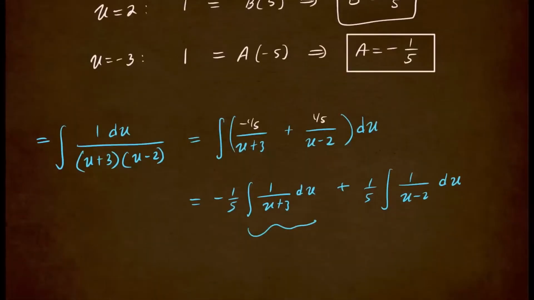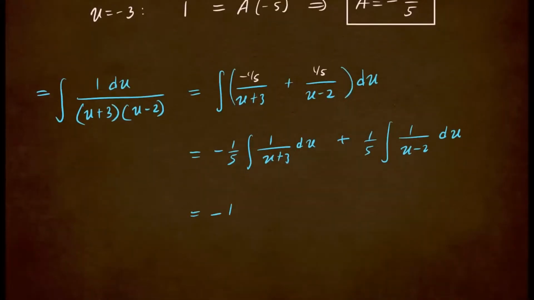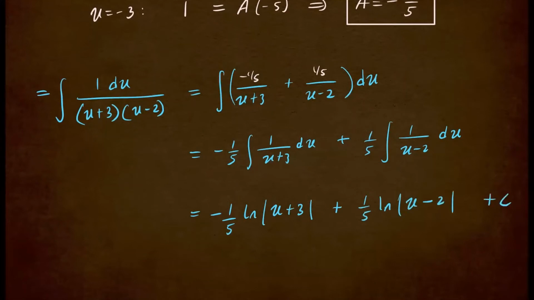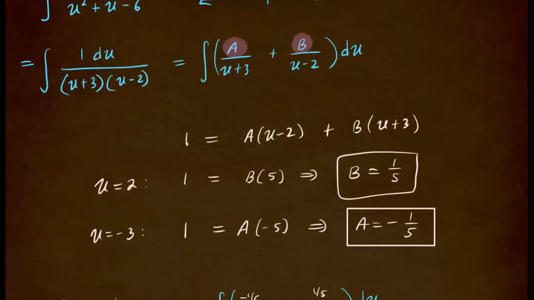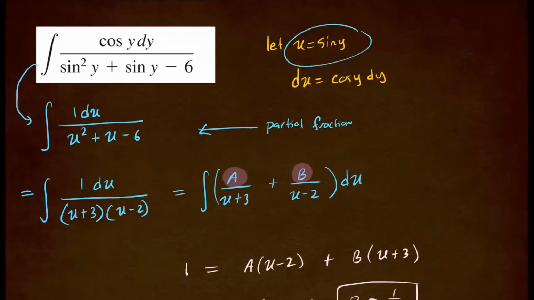So this integral right here is ln of u plus 3, because if you do a substitution, you'll end up with ln. So our final answer is negative 1/5 ln of the absolute value of u plus 3 plus, now this integral is also ln because it's u minus 2 on the denominator, a linear function. So this is 1/5 ln of the absolute value of u minus 2 plus C. So we finish integrating. Now let's bring back what u is. Initially, we said that u is equal to sine of y. Let's replace that so we can go back to our original variable.